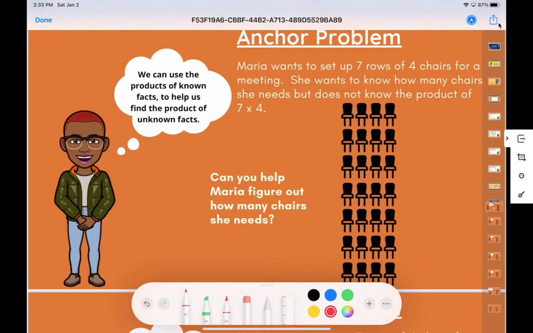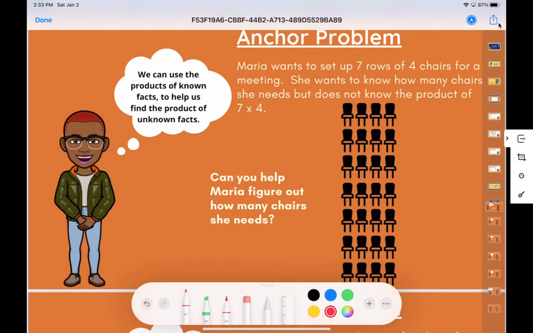It says, Maria wants to set up 7 rows of 4 chairs for a meeting. She wants to know how many chairs she needs, but she does not know the product of 7 times 4.